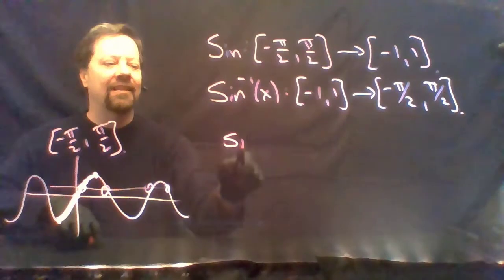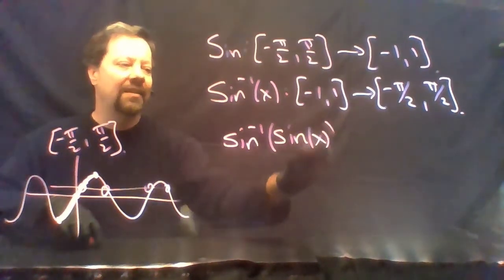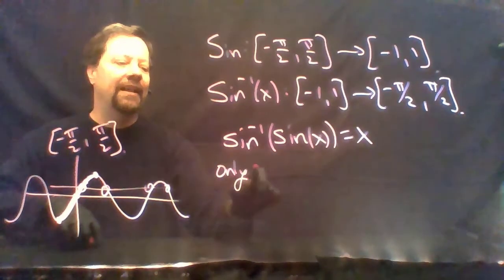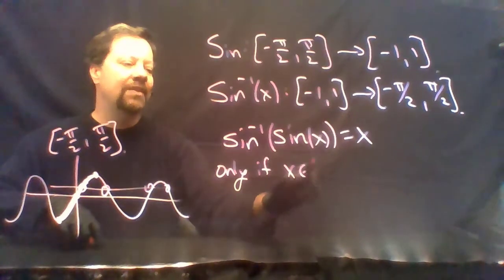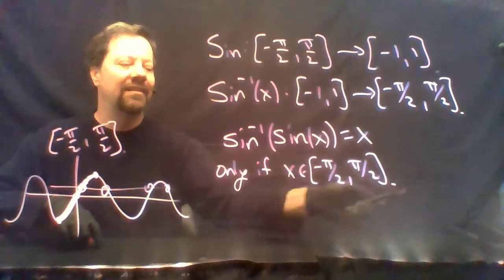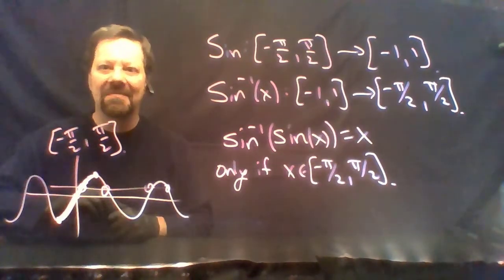We have then that the inverse sine of the sine of x is x, but only if x lies within our restricted domain. Other values of x will not give you x. It'll give you something else.